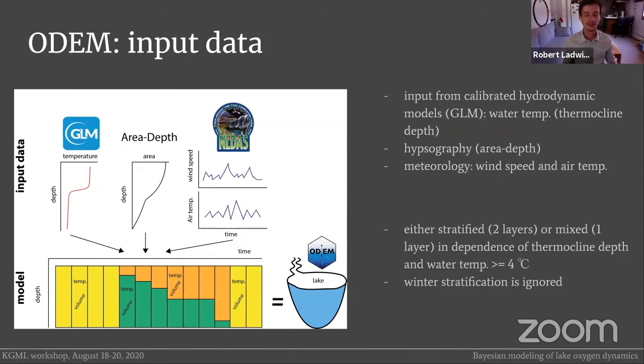And at the bottom here, you can see how ODEM works. For example, at the beginning, the lake could be completely mixed, so we only quantify one oxygen concentration. Then summer kicks in, so now we have 2 layers. We have the surface and the bottom layer. And at the end, we have again a shift to completely mixed conditions. At this moment, we are ignoring winter stratification dynamics in this process-based model.